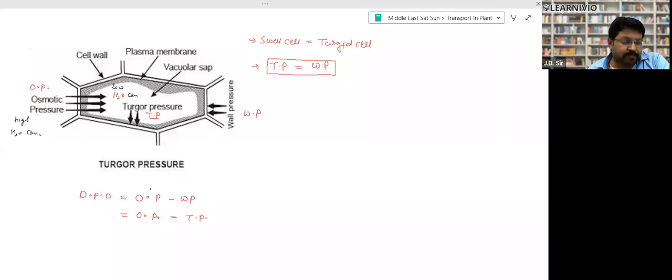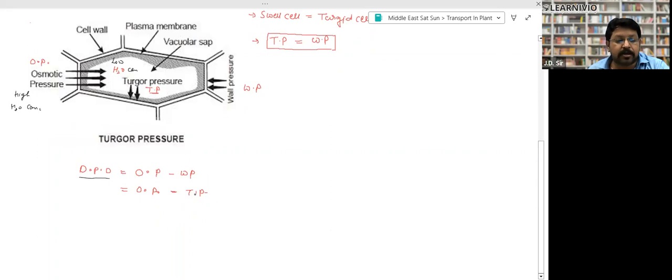Now there is a formula. What is the formula? Diffusion pressure deficit, DPD, right? DPD, diffusion pressure deficit, is equal to osmotic pressure minus wall pressure. And wall pressure and TP are equal. So we can say DPD is equal to osmotic pressure minus turgor pressure, right? Is it clear or not?